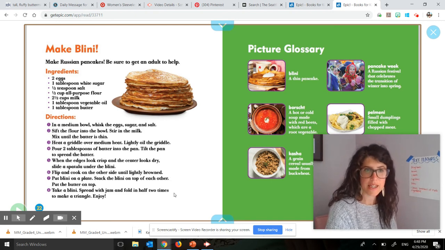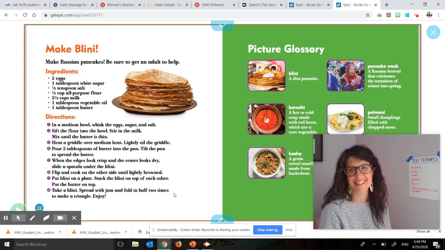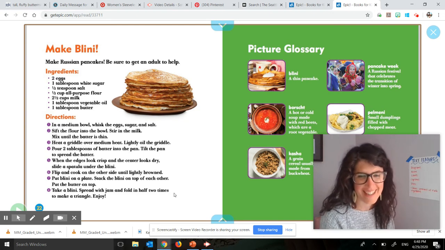8. Take a bellini, spread with jam, and fold in half 2 times to make a triangle. Enjoy. Oh my gosh, that sounds so yummy. Now I'm really, really hungry.